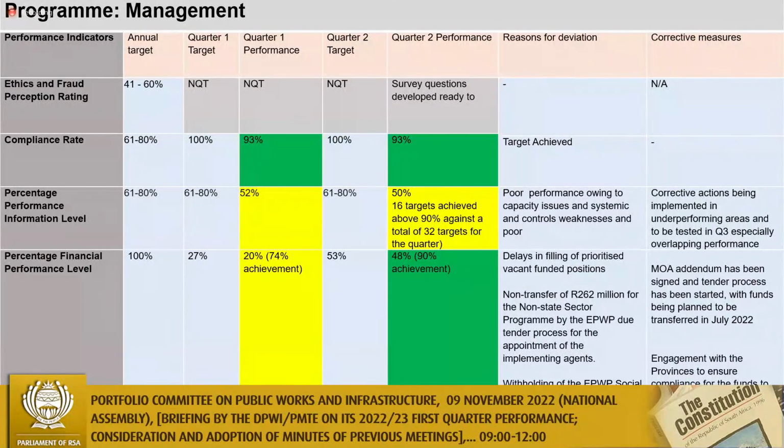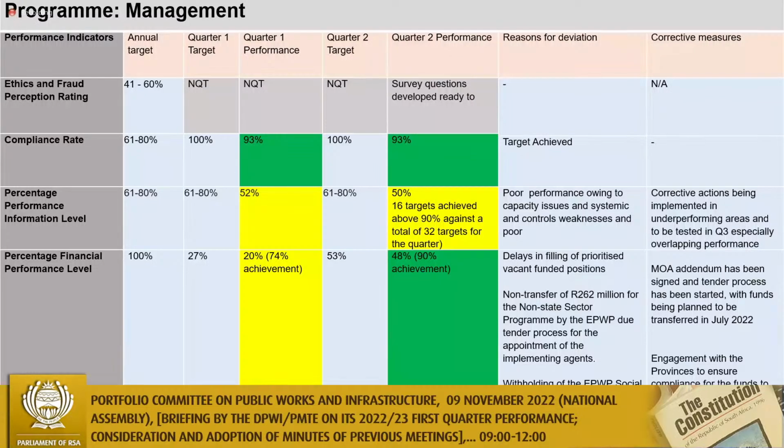And then the breakdown of the information per program. I'll only stick to Q1 information, which is represented in the first 4 columns of the presentation, while the rest represents Q2. But when it comes to the reasons for deviation and corrective measures, I'll also highlight the more or less similar challenges that we faced over the period.